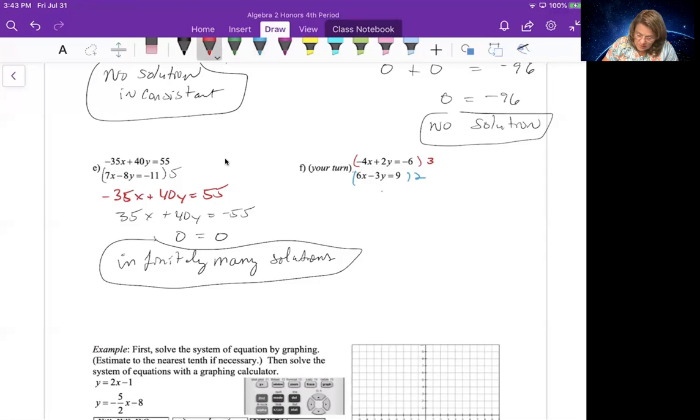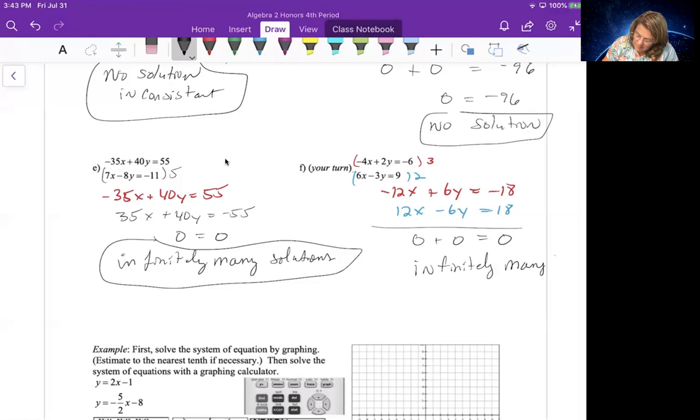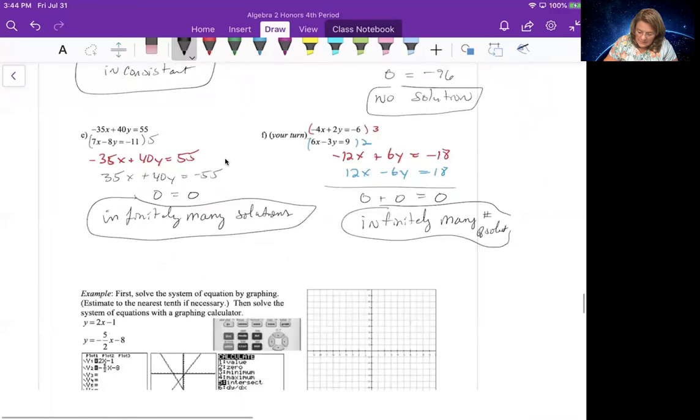So the top equation becomes negative 12x plus 6y is equal to negative 18, and the bottom equation becomes 12x minus 6y is equal to 18. And then if I were to add the equations together, I find that 0 plus 0 equals 0. And once again, I have infinitely many solutions. Okay. All right.